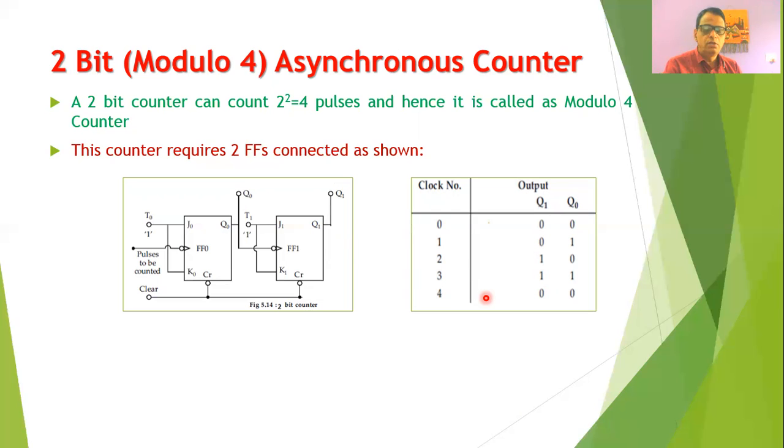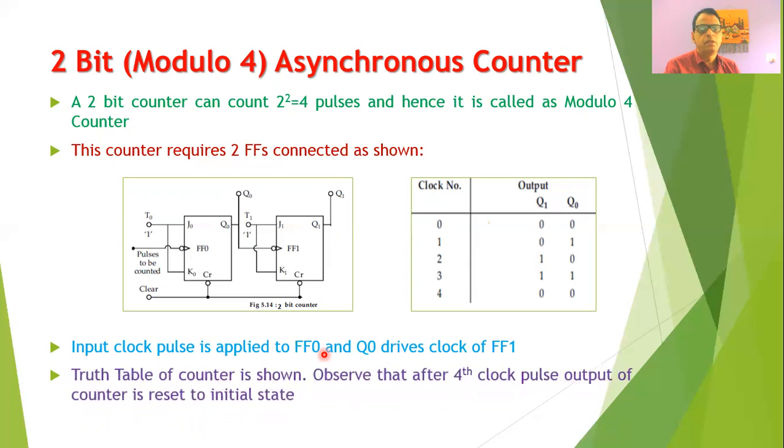So one can easily observe that this counter has only 4 states, 0 0, 0 1, 1 0, and 1 1. And therefore, we can say that this counter can count 4 clock pulses. From the figure, one can observe that the input clock pulse is applied to FF0, and output Q0 will drive the clock of the next flip-flop. We have shown the truth table, and from it one can observe that after the fourth clock pulse, the initial output of the counter is achieved, and therefore this counter can count only 4 clock pulses.